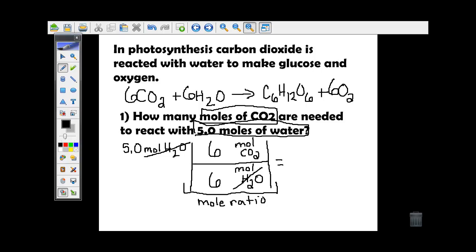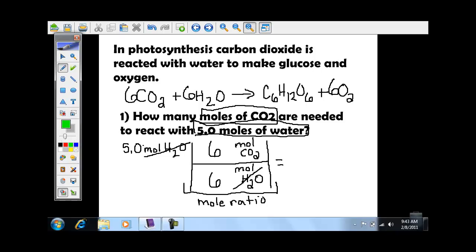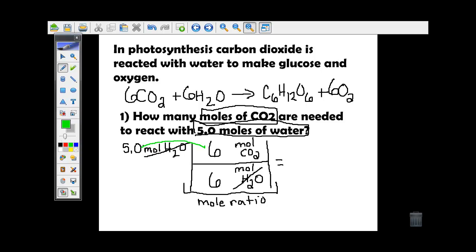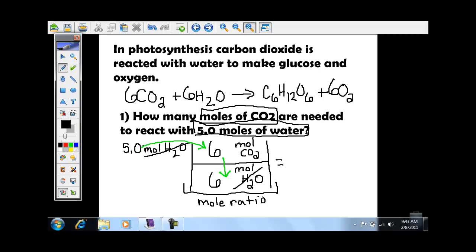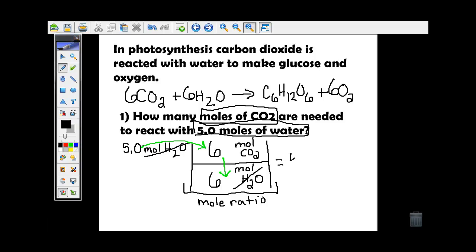What is 5 times 6? Did you say 30? I'm going to draw arrows with green arrows. Did you say 5 times 6 is 30? Did you say 30 divided by 6 is 5? You are correct. And so our answer is 5 moles of CO2.